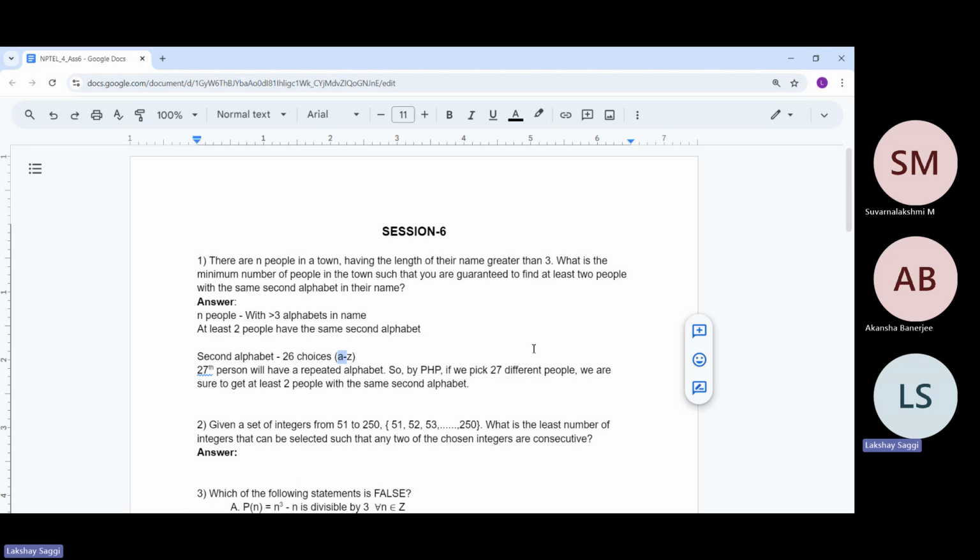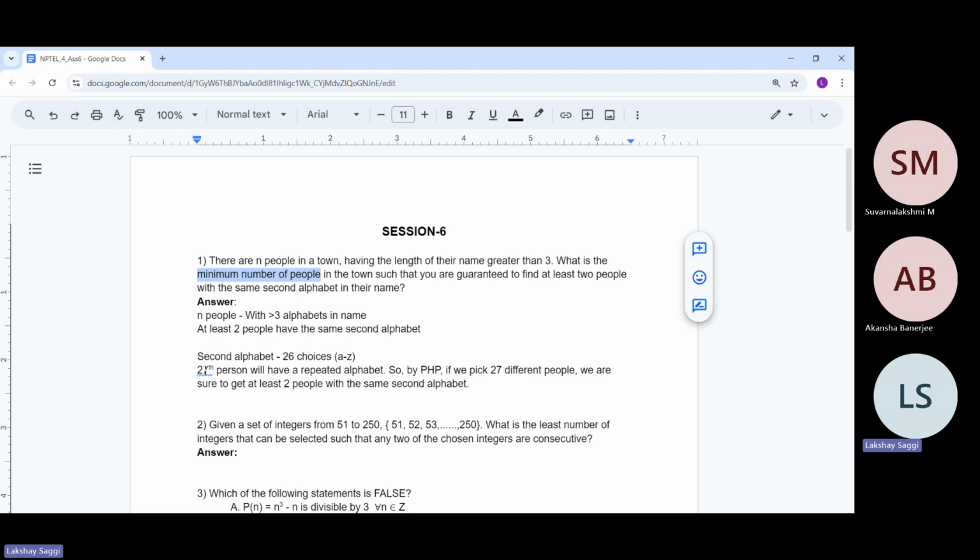And note that we have obtained that we need to pick 27 different people, but we also need to show what is the minimum number of people. What we actually needed to find was the minimum number of people which we need to pick. Right now, what we have done is we have shown that if we pick 27 people, at least two people will have the same second alphabet. But we also need to show that this is the minimum number possible, that if someone picks, let's say, 26 different people, there will exist a case where the alphabets won't be repeated. I hope everyone understands this.